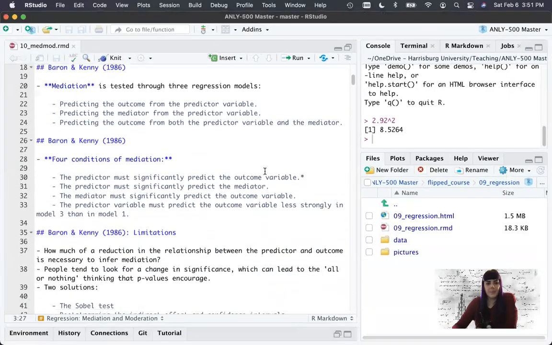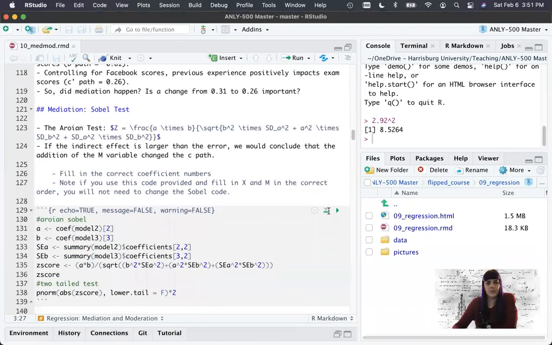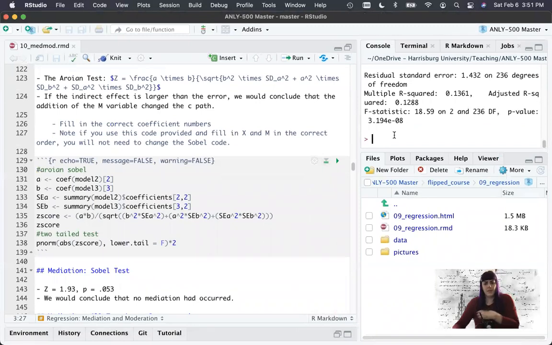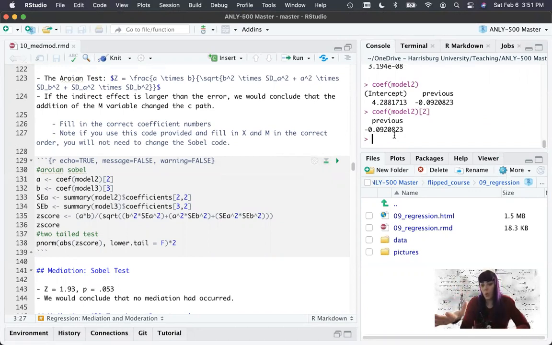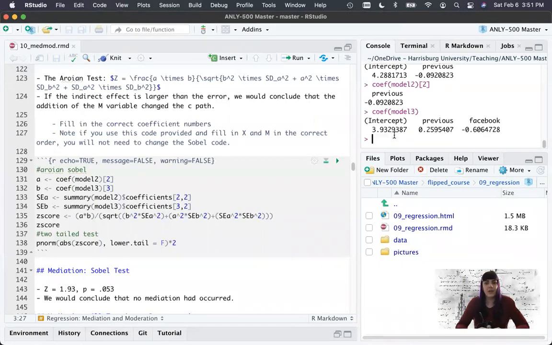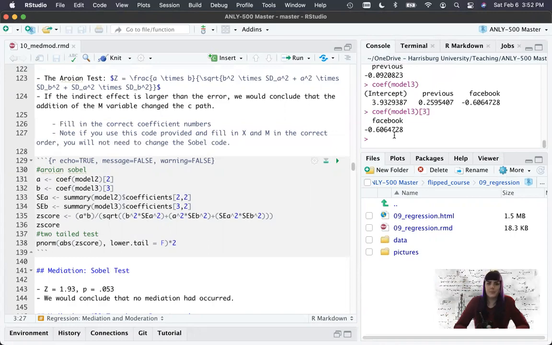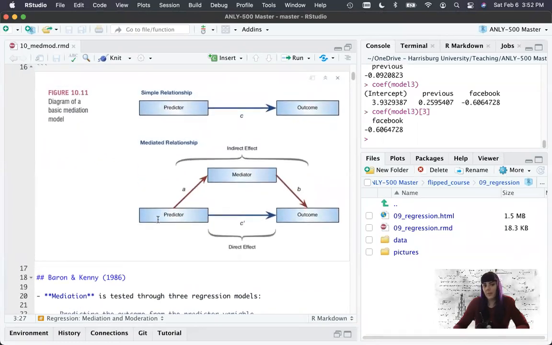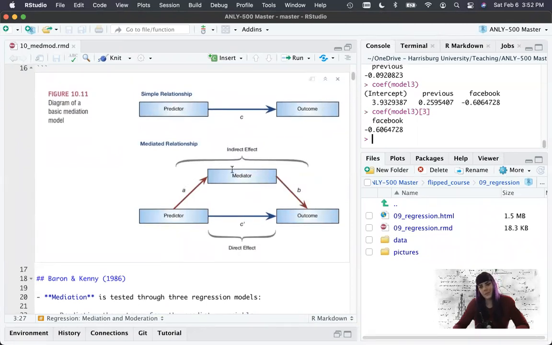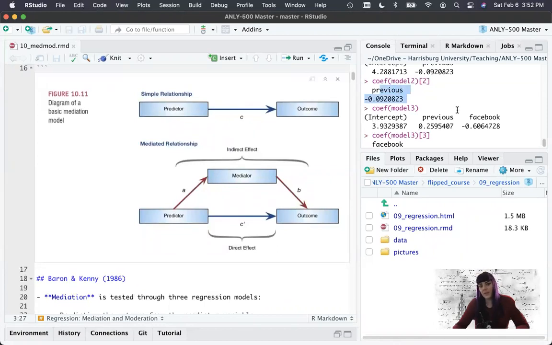So let's go back over here and look at this code. Let's run summary of model 1, 2, 3. And if I run coef of model two, the one we're interested in for the A path is previous here. That's why it has the square brackets two, it pulls up just that one number. Coef of model three, the one we're interested in is B. The reason we get the third one over is because the first one is C, the second one is B, minus the intercept. So we get our Facebook one. And those are the two that we want, because if you remember from the picture, we want the A path where our previous knowledge is predicting Facebook effects, and then our Facebook effects are predicting the outcome.